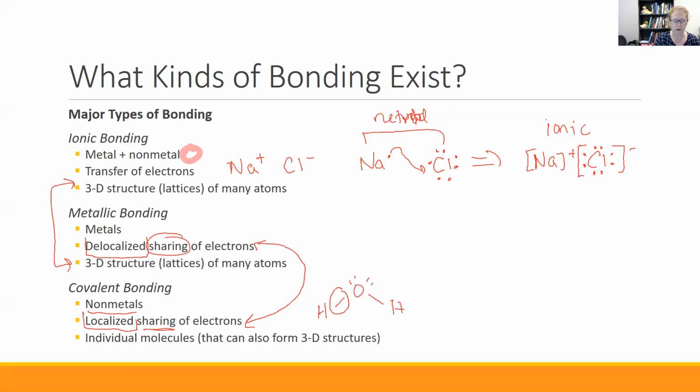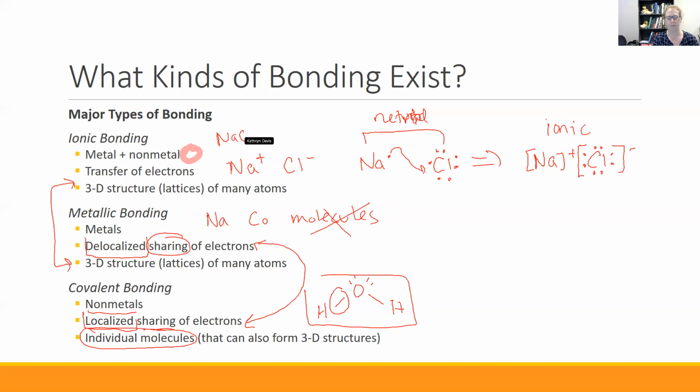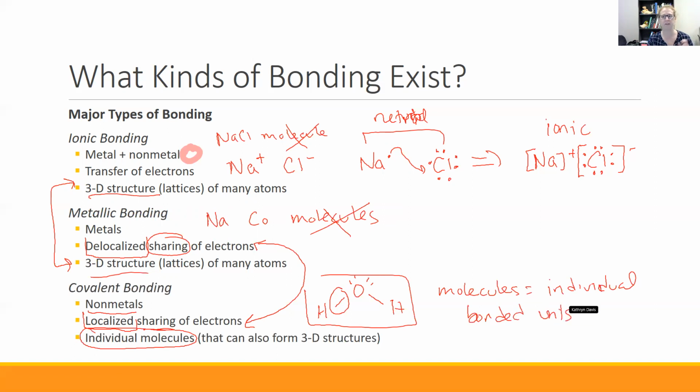And this is the only one out of these three types of bonding where we use the word molecules. I have a molecule of water, but I don't have a molecule of sodium or cobalt, right? We never use that word. I don't have a molecule of sodium chloride. Why? 3D structure. Things that have big 3D structures can't be called molecules because molecules are individual bonded units. So that makes a difference. Again, these three major types of bonding.